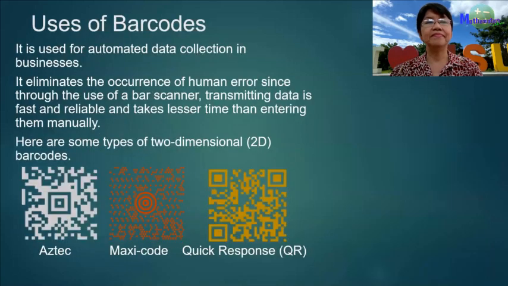How do we use barcodes? It is used for automated data collection in businesses. It eliminates the occurrence of human error since, through the use of a bar scanner, transmitting data is fast and reliable and takes less time than entering them manually. Here are some types of two-dimensional or 2D barcodes. We have the Aztec type, the Maxi code, the quick response type.